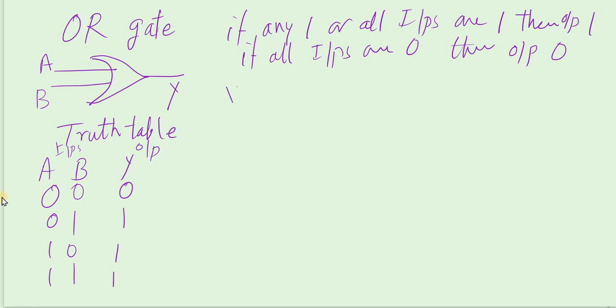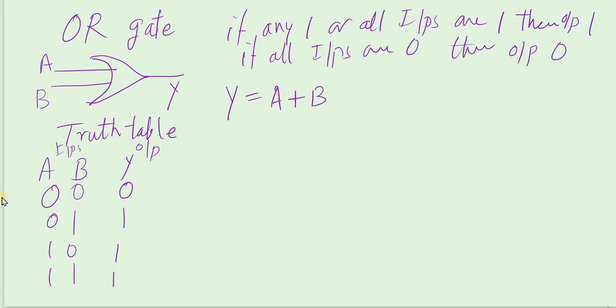The Boolean equation is Y is equal to A plus B, but see here that it is not addition, because 1 plus 1 in normal addition it becomes 2, but here 1 plus 1 is 1 in Boolean algebra. Y is equal to A plus B.